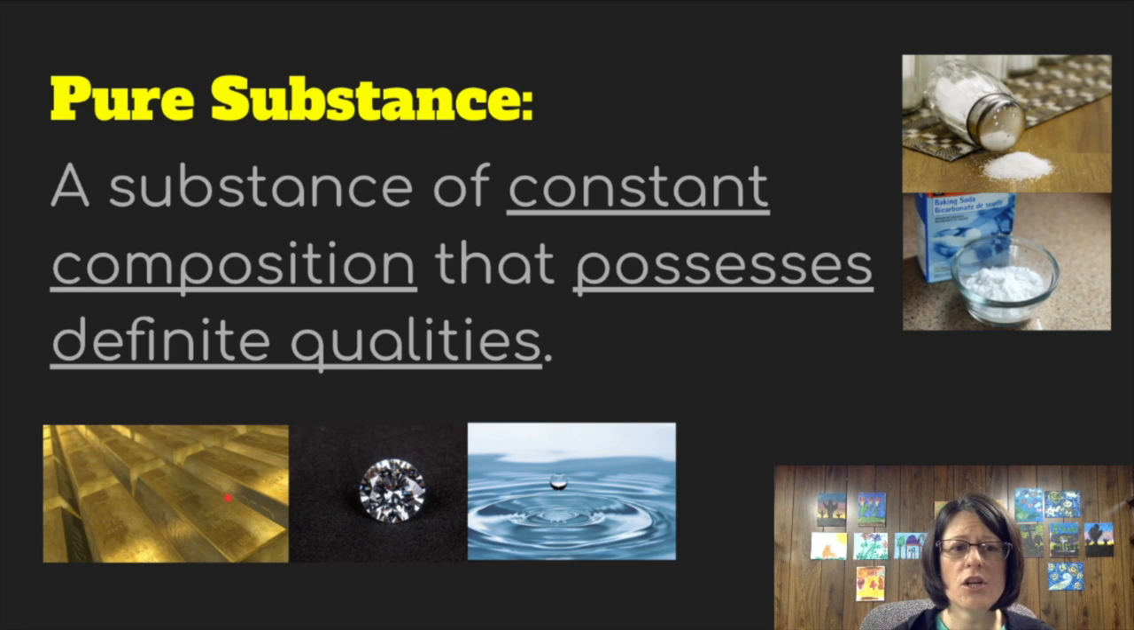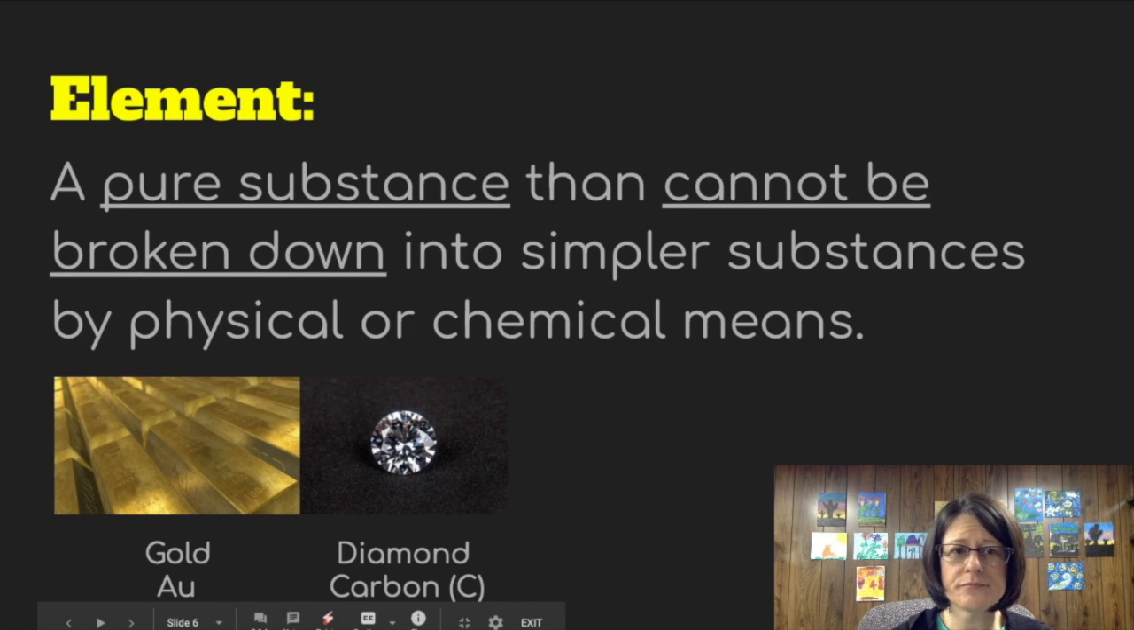I have gold. I have a diamond, water, table salt, and baking soda. These are all examples of pure substances, but even these substances we can break up into more categories. Pure substances can be categorized as either an element or a compound. And so, first, let's take a look at an element.